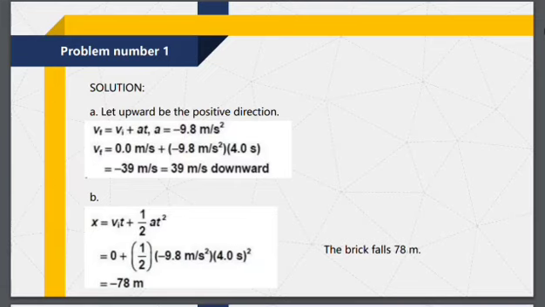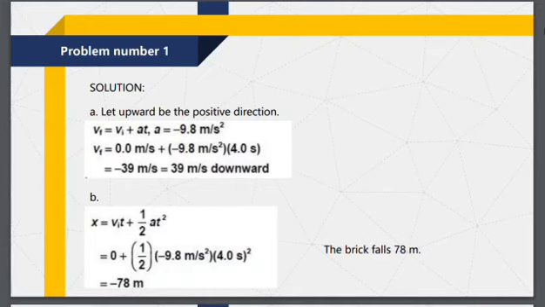Solution for letter A. First, let upward be the positive direction. Then, use the formula final velocity equals initial velocity plus gravity times time, where gravity is equal to negative 9.8 meters per second squared.